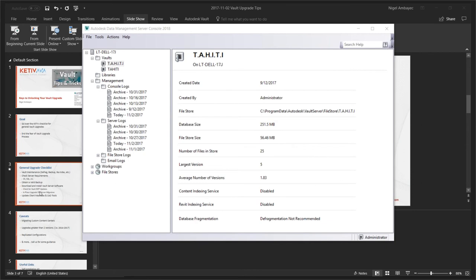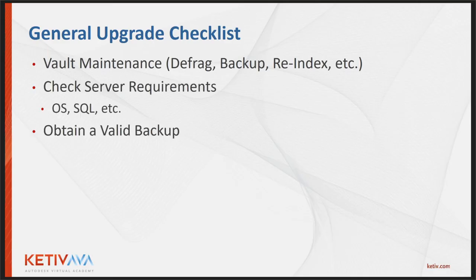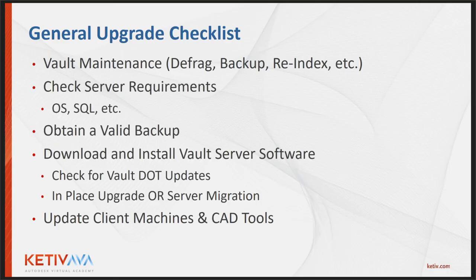All right, let me keep moving on through here. I guess the next one, right, is update your clients and your CAD tools. Like I said, every time you upgrade your vault, you're going to want to upgrade your clients and those CAD tools to be able to match that version. Like I mentioned, you can go back one, not a big deal, but you don't want to be back like 4 or 5 versions. It's just completely incompatible.